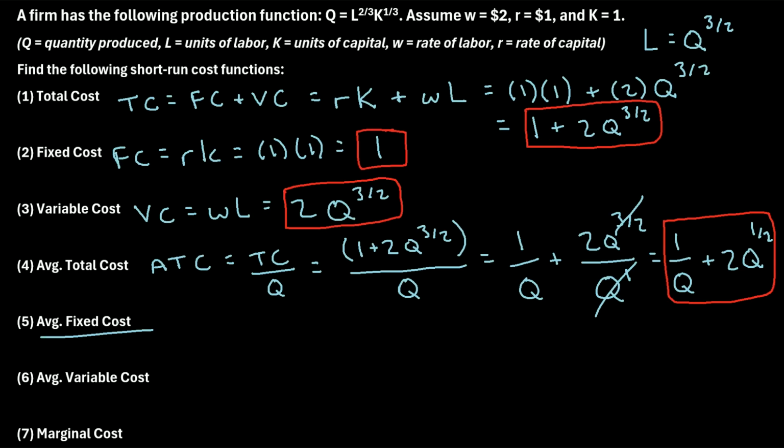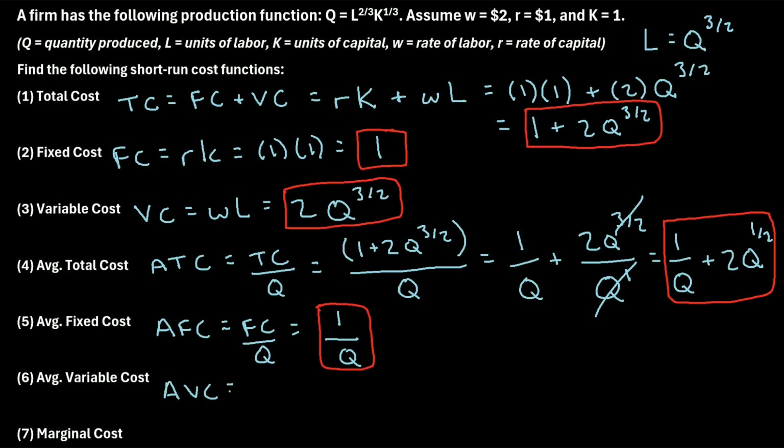Then we can find our average fixed cost function. Let's abbreviate that as AFC. It's simply equal to the fixed cost divided by the quantity. Earlier we saw our fixed cost is 1. So our average fixed cost is just 1 divided by Q, and we can leave it like that. Next, we can find our average variable cost. Let's abbreviate that AVC. That's equal to our variable cost divided by quantity.